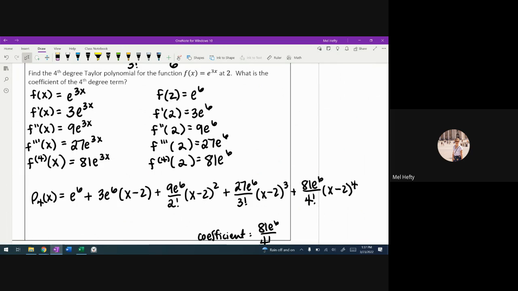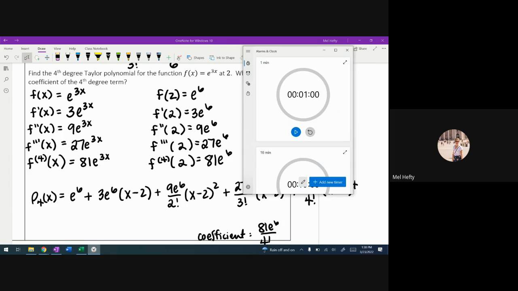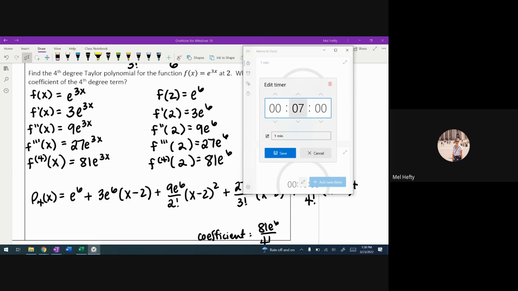We don't have a notes check at the end of today. So this is an order matter. How can we only use the one at 2? Because I am centered at 2. Oh, okay. So they're always going to tell you a center that you're going to use. All right. So I'm going to put my goal up for 7 minutes.